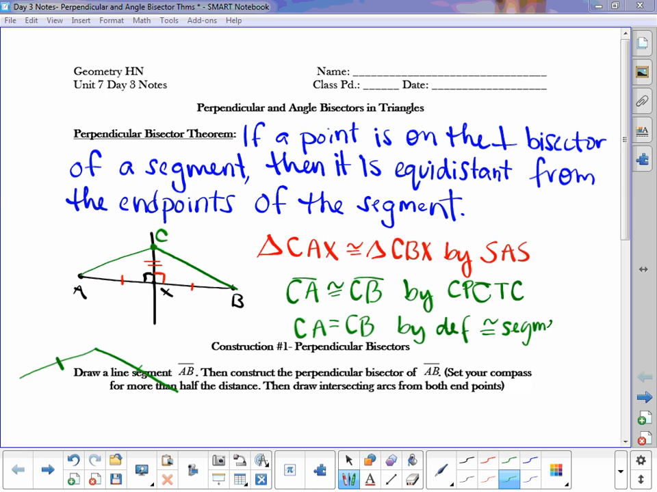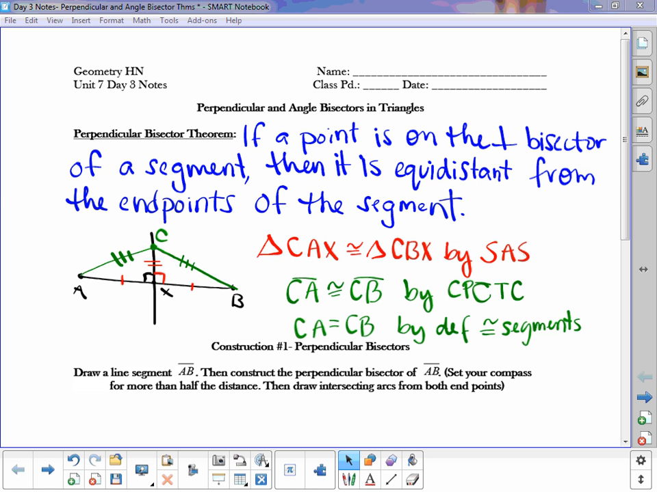So we could actually prove this theorem to be true. That's how we know that it is true. All right. So I'm going to go ahead and put my markings back in here. Okay, so that's what our perpendicular bisector theorem says. Any point along our perpendicular bisector is equidistant from the endpoints.